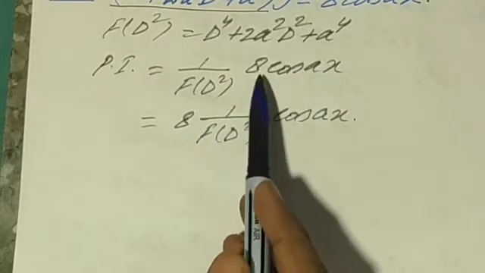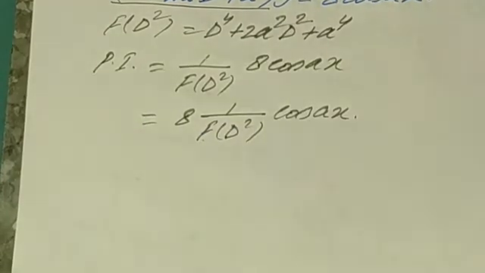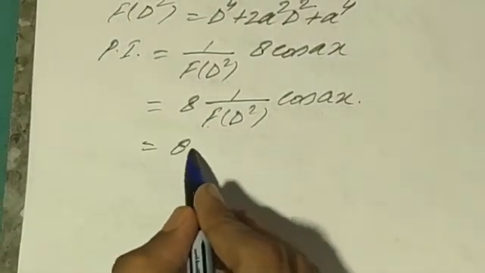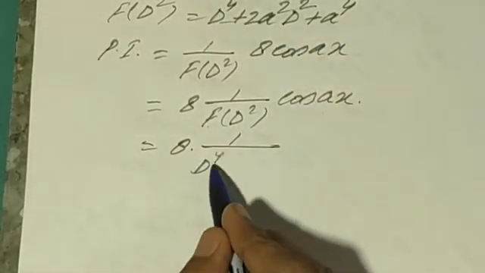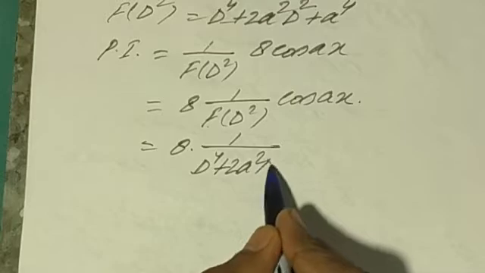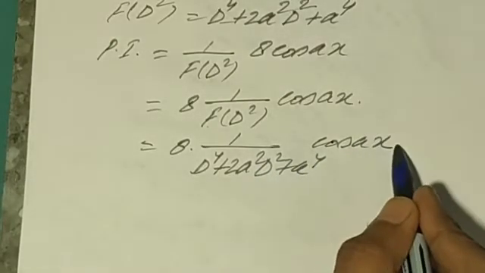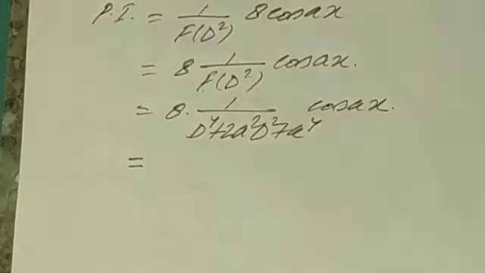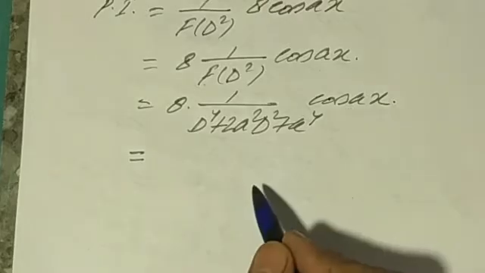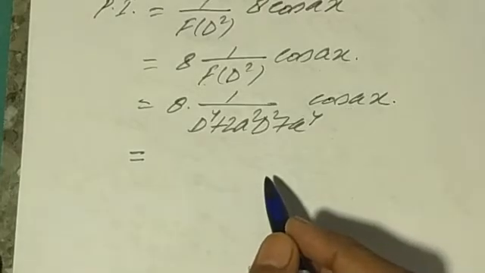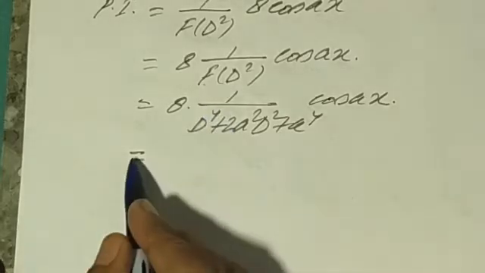Since 8 is a constant, it should be taken out, and we get 1 upon f(D²) cos ax. So 8 times 1 upon f(D²), that is D raised to the power 4 plus 2a²D² plus a raised to the power 4, cos ax as it is. In that case, we replace D² by minus a². But before replacing D² by minus a², we need to check whether f(-a²) is non-zero or 0.